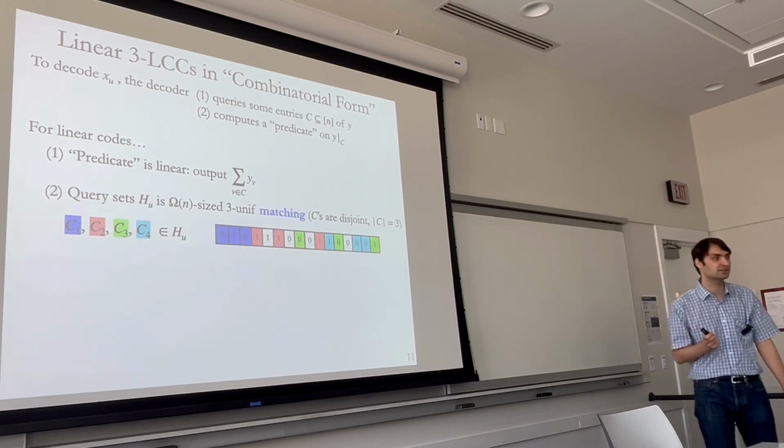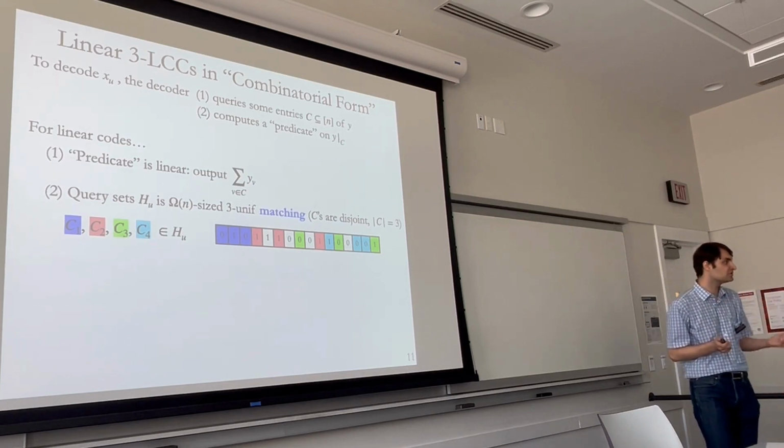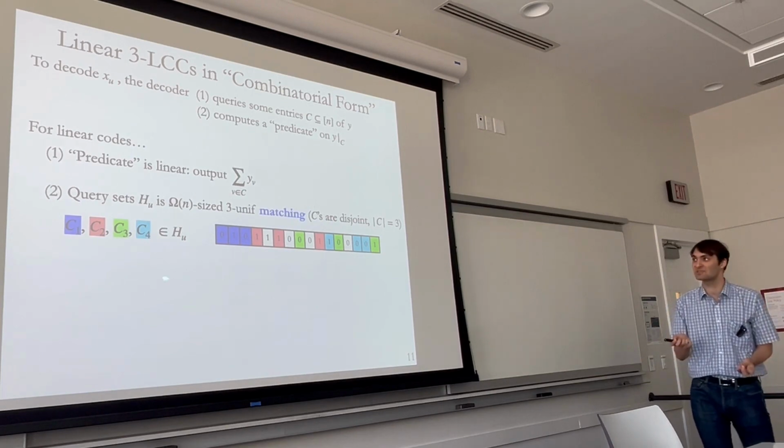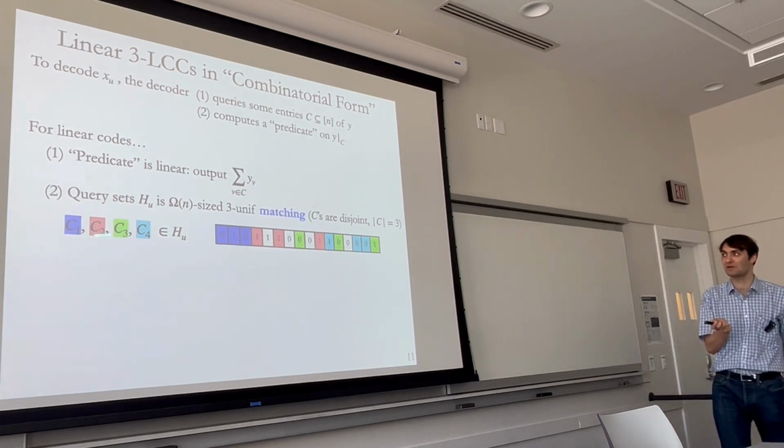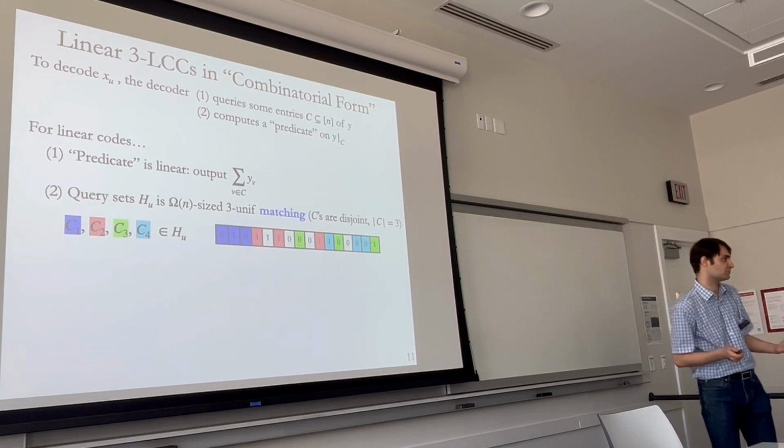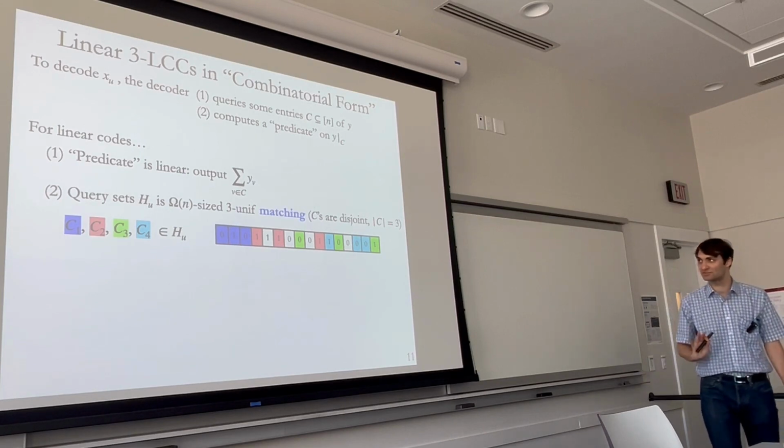some hyperedge. Okay? And so what the decoder is going to do is, without loss of generality, we can assume that such an h sub u exists, and the decoder simply picks a uniformly random hyperedge. Let's say it picks C1, and then it will read 0, 1, 0, and then output the XOR, which is 1. Okay? So it's a very simple structure.